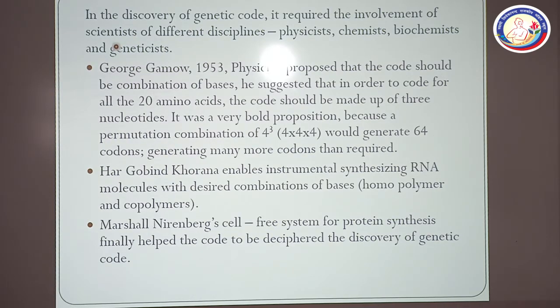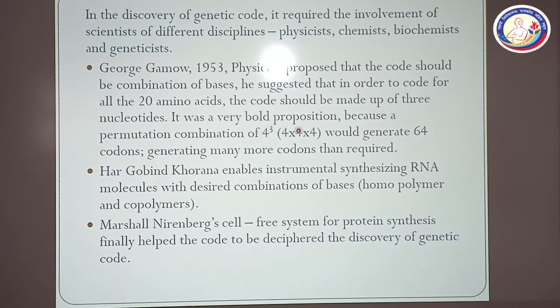So the discovery of the genetic code required the involvement of different streams of scientists like physicists, chemists, biochemists, and geneticists. George Gamow, 1953. He was from the physics area. He was a physicist. He proposed that the code should be a combination of bases. He suggested that in order to code for all the 20 amino acids, the code should be made up of 3 nucleotides. So George Gamow was the first person who said that the genetic codes are made of 3 nucleotides.